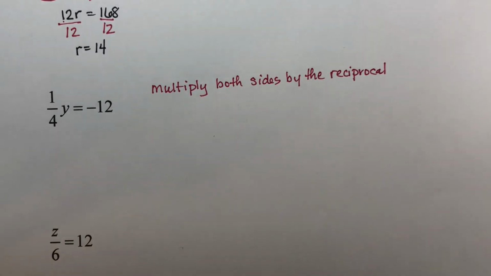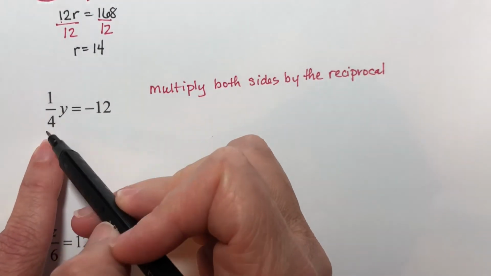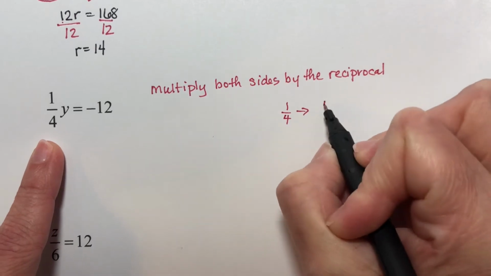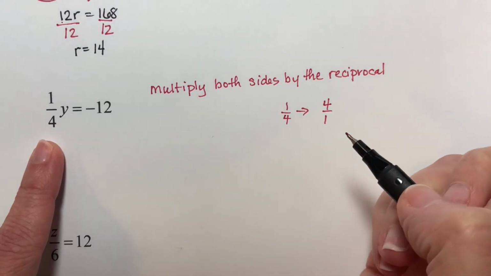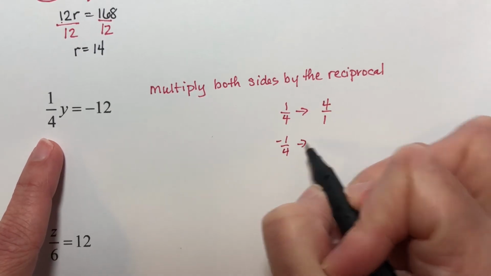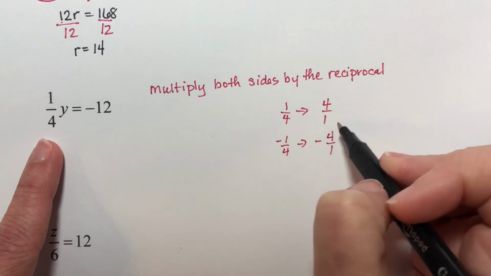the easiest way to work this is to multiply both sides by the reciprocal. The reciprocal is just the fraction flipped over, and it's going to have the same sign. So the reciprocal of 1/4 would be 4 over 1, or just 4. If I had a negative 1/4, its reciprocal would be negative 4 over 1. Reciprocals have the same sign.